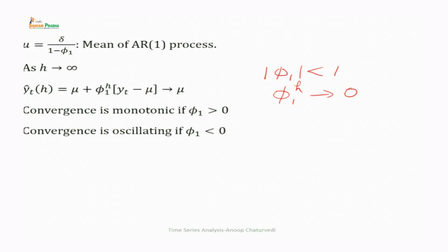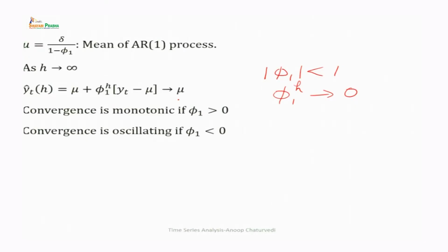So, what does it mean? It means that if your forecast horizon h is very large, then your forecast value is the mean of the process.